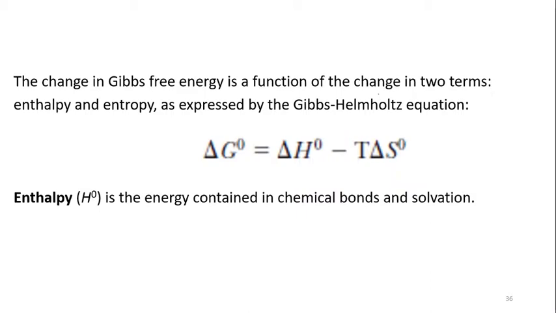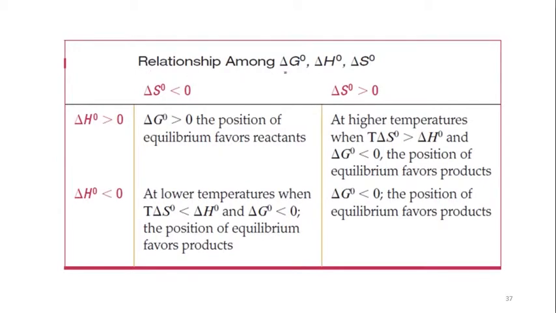The change in Gibbs free energy is actually a function of two parameters, the enthalpy and the entropy. So we could say that delta G, the Gibbs free energy, is equal to delta H, the enthalpy, minus the temperature multiplied by delta S, the entropy. The enthalpy is the energy contained in the bonds and the solvation energy. Now let's look at the relation between the Gibbs free energy, enthalpy, and entropy.